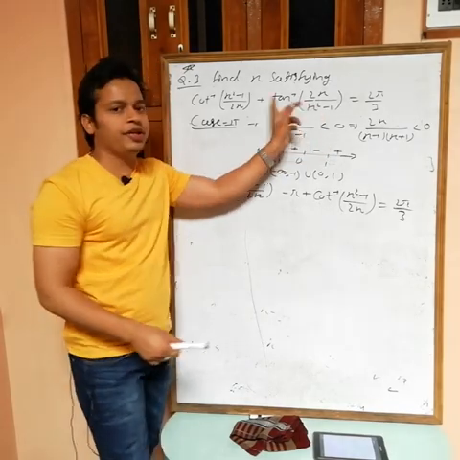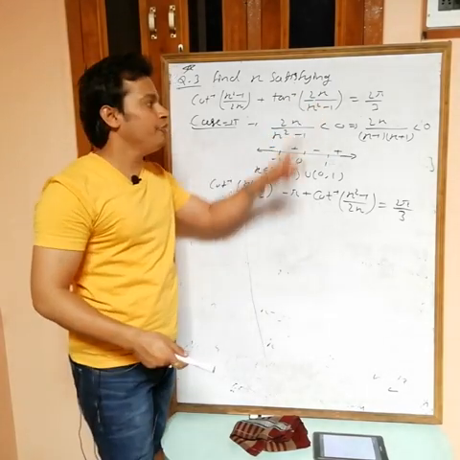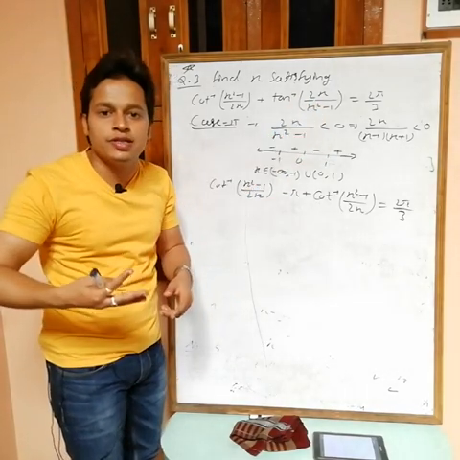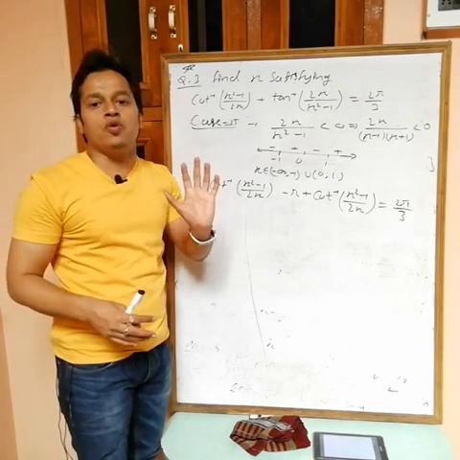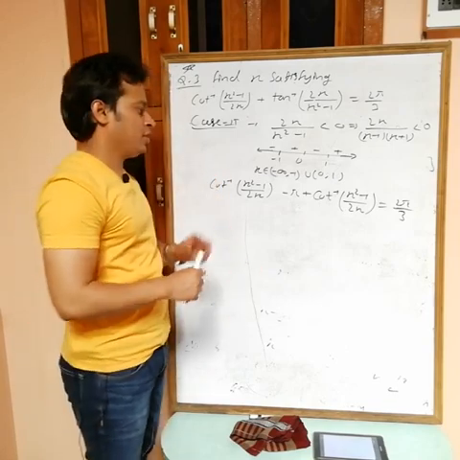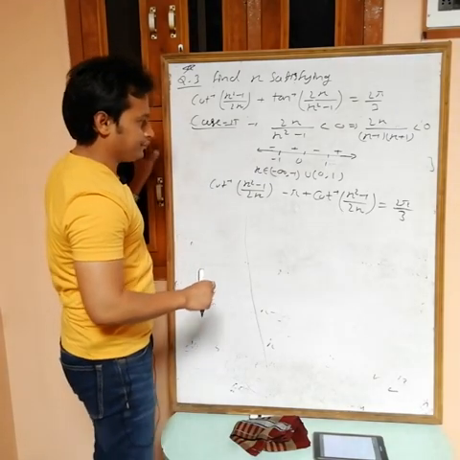If x is positive, then tan inverse 1 by x equals cot inverse x. If x is negative, then tan inverse 1 by x equals minus pi plus cot inverse x. Okay.